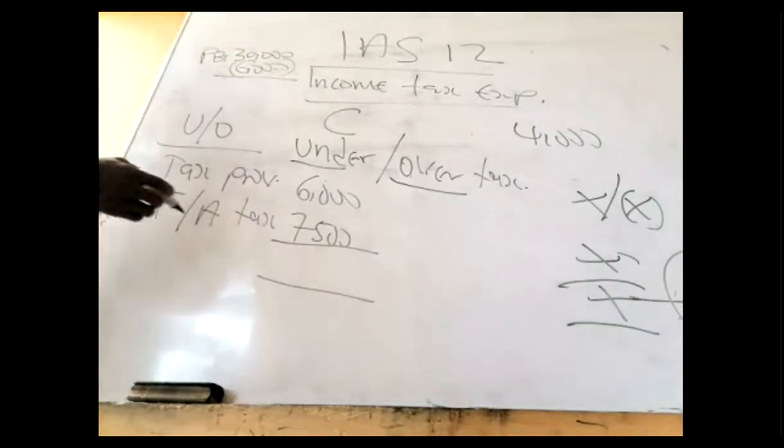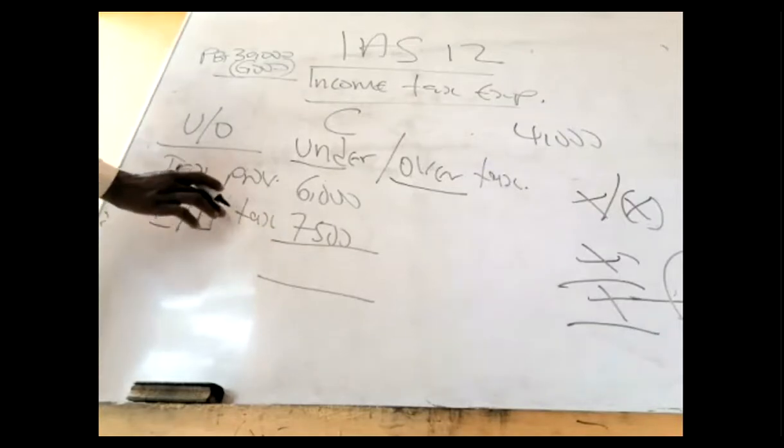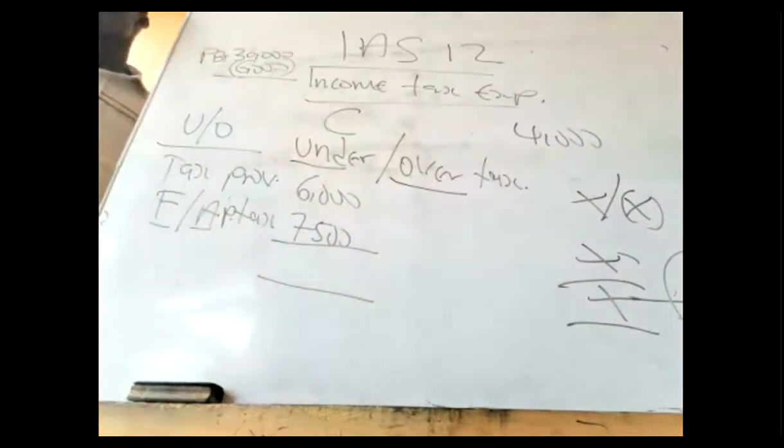Okay, let me work the case. What if you paid the final agreed tax? If you've paid it, whatever they agreed on, that was what you had to pay.